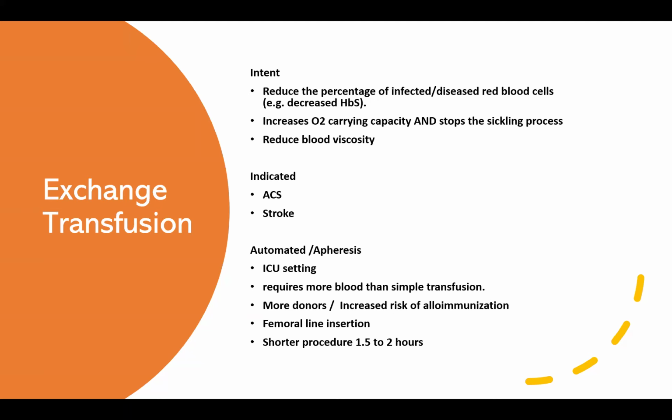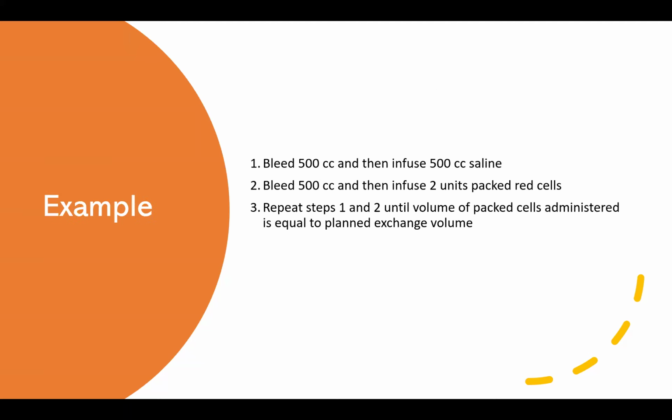Exchange transfusions are a lot shorter than simple transfusions. They only last about 1.5 to 2 hours. This is an example of what an exchange transfusion would look like. So you're bleeding off about 500 cc's of blood and then infusing 500 cc's of saline. You bleed off another 500 cc's of blood and then infuse 2 units of packed red cells. And then you repeat these 2 steps until the desired volume is achieved.